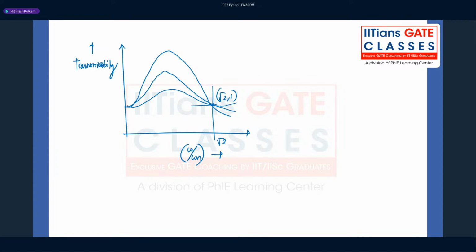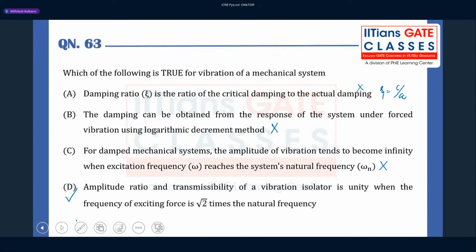So basically at omega by omega n equal to √2, irrespective of what the damping coefficient zeta is, we will have the transmissibility ratio as 1. So we can say omega is equal to √2 times omega n. Omega n is the natural frequency. Omega is the exciting frequency. So it's clearly mentioned that the exciting frequency is √2 times the natural frequency. The transmissibility of the isolator is unity. Hence, this is a correct statement. So option D is to be chosen for this question.